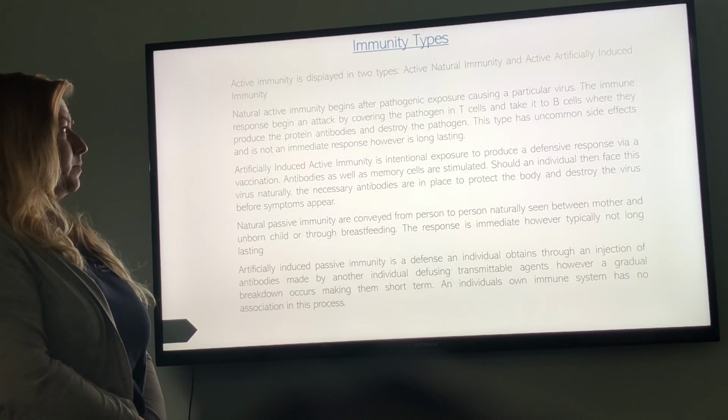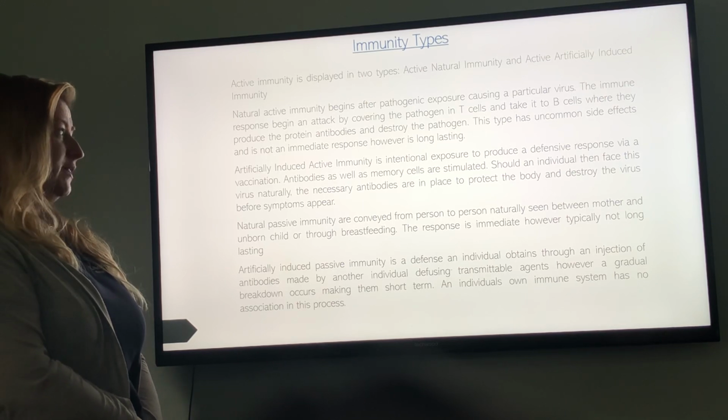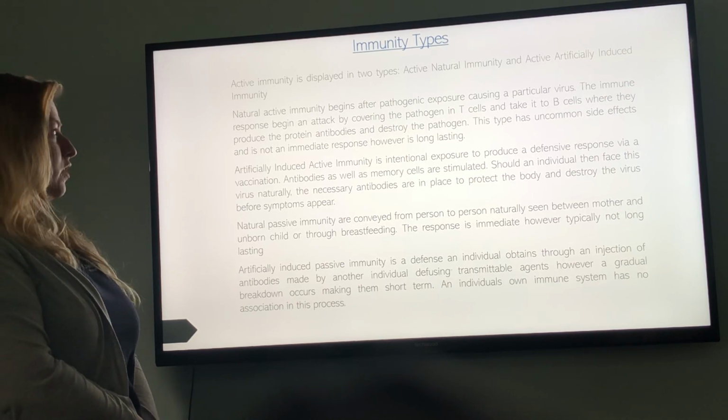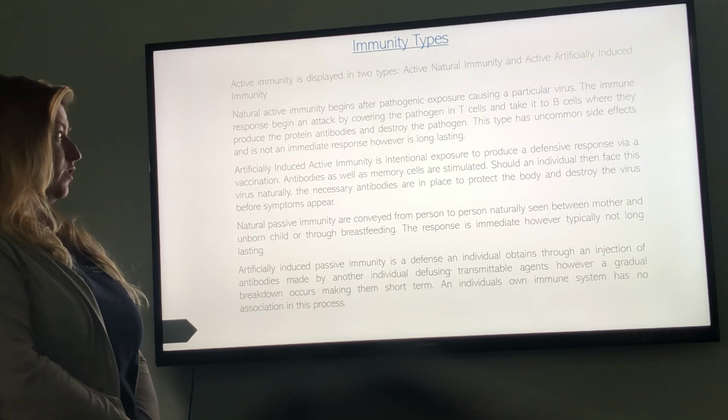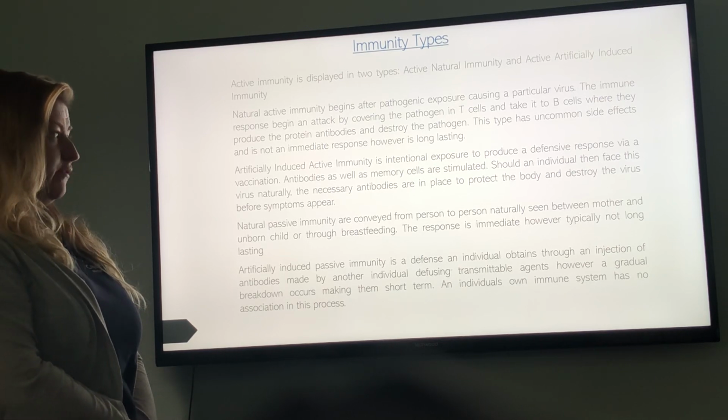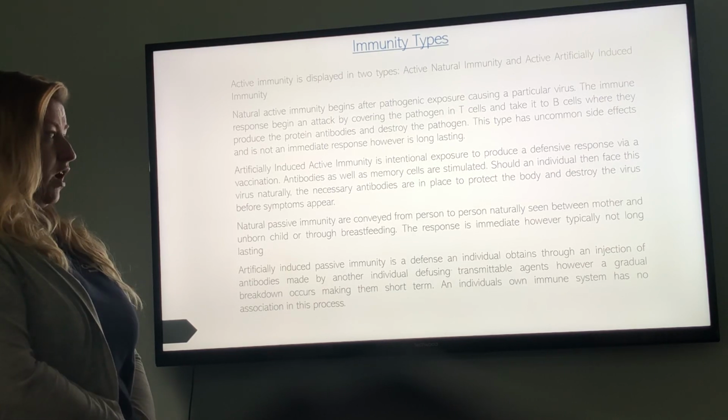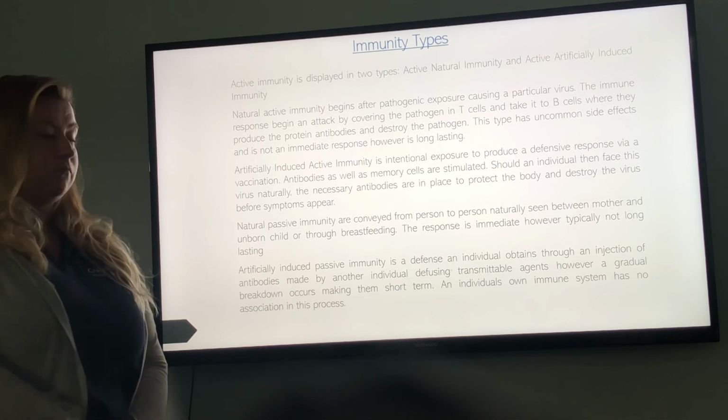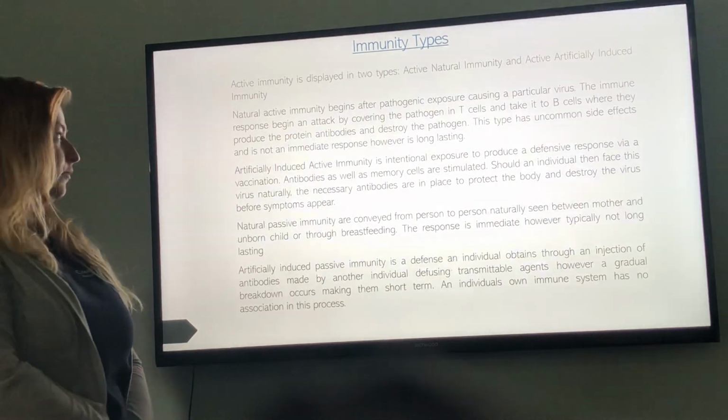The immune response begins an attack by covering the pathogen in T cells and taking it to B cells, where they produce the protein antibodies and destroy the pathogen. This type has uncommon side effects and is not an immediate response, however it is long-lasting.